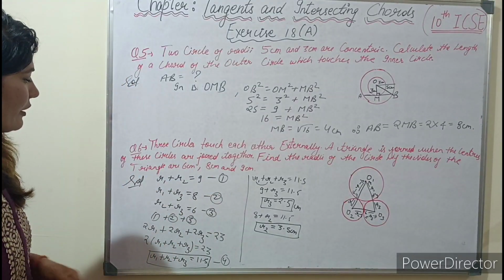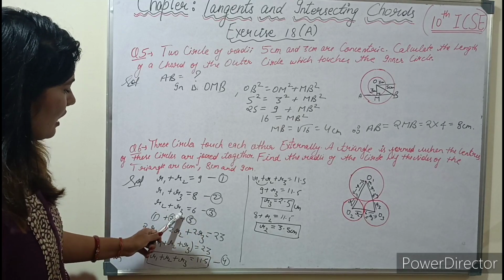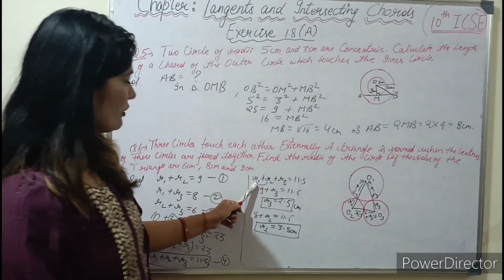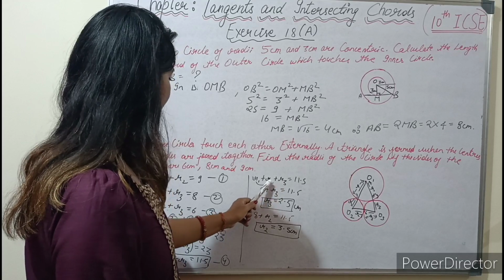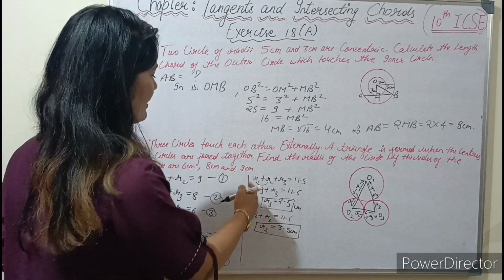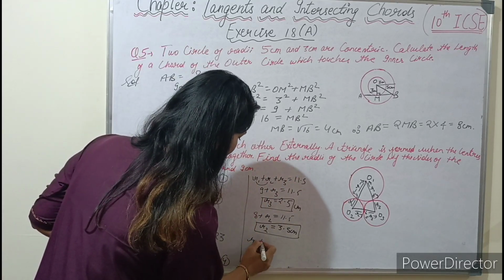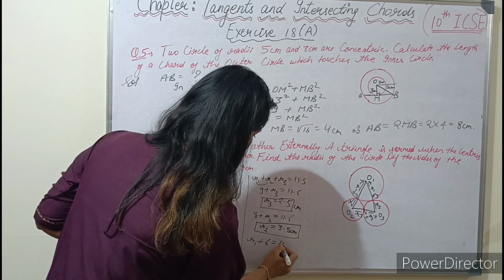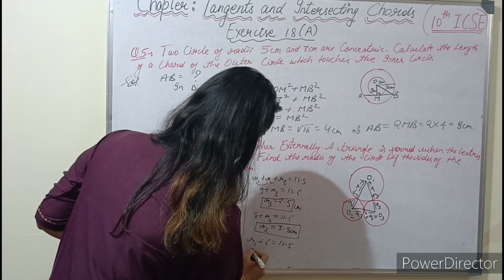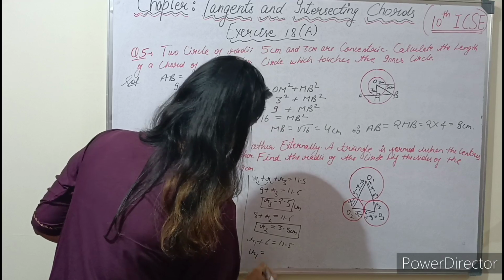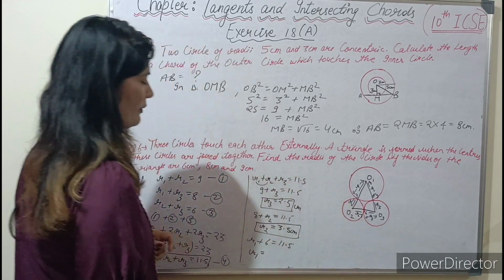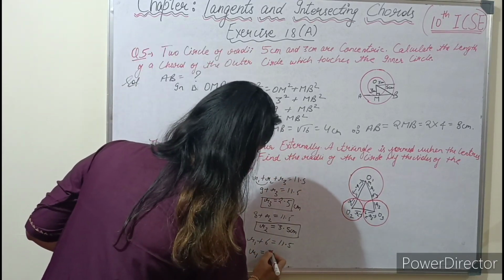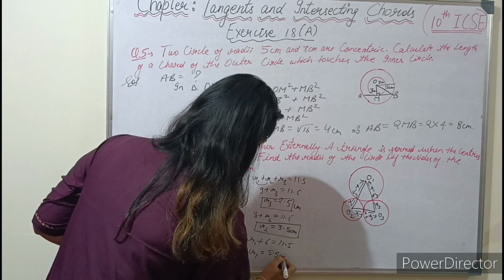Now in a similar way, from equation 3, the R2 plus R3 value is 6. So now in place of R2 plus R3, if I write 6, what is left? R1. So R1 plus 6 is equal to 11.5. The value of R1 will be 11.5 minus 6. So the answer will be 5.5 centimeter.